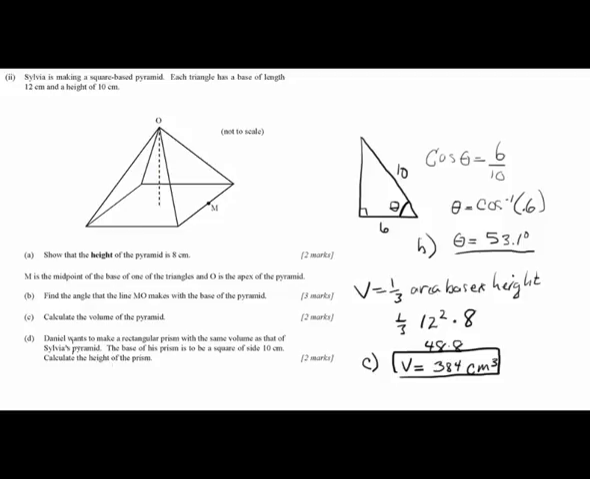Finally, part D. Daniel wants to make a rectangular prism with the same volume as that of Sylvia's pyramid. The base of his prism will be a square of side 10 centimeters. Calculate the height of the prism. So what we need to know is the volume of Sylvia's pyramid, 384, is to equal his square prism. So let's get rid of Sylvia's work and talk about this one. So we have a square-based prism, 10 by 10, and we're looking for the height. The volume of that is supposed to equal 384.